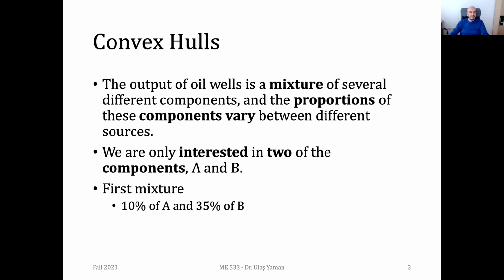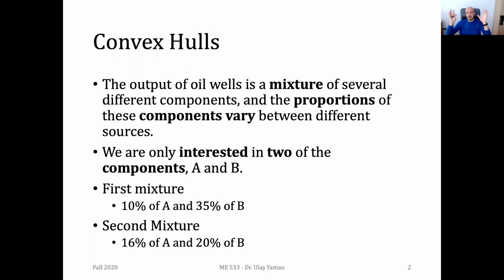In the first oil well, once you obtain these components from the well, you obtain 10% of component A and 35% of component B. But in the second oil well, you obtain 16% of A and 20% of B. So these are two separate oil wells. In the first one, we have 35 percent of B. In the second, it's not as high as the first one. It is much less. It's 20%.